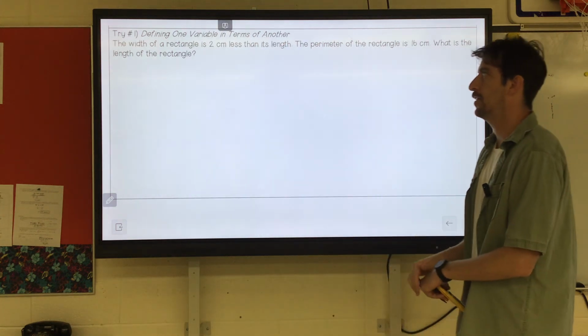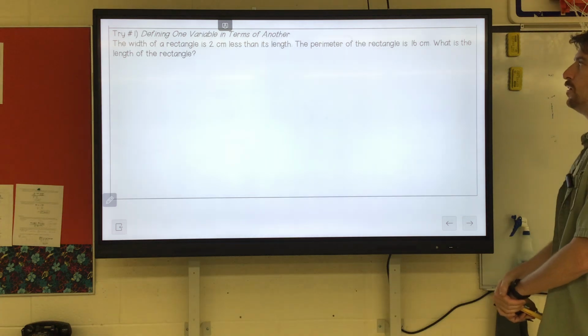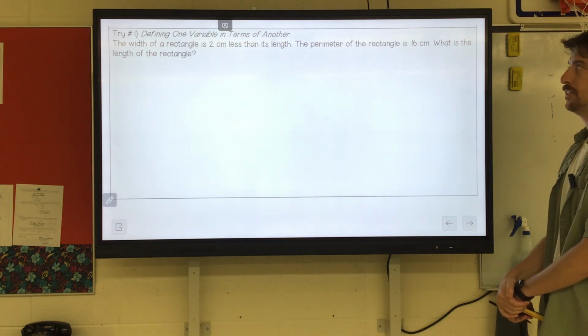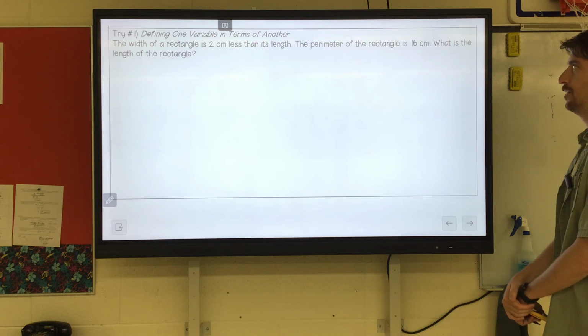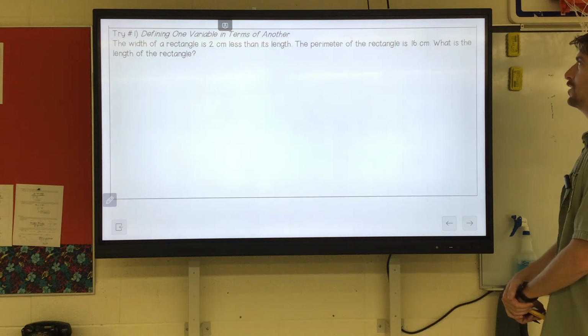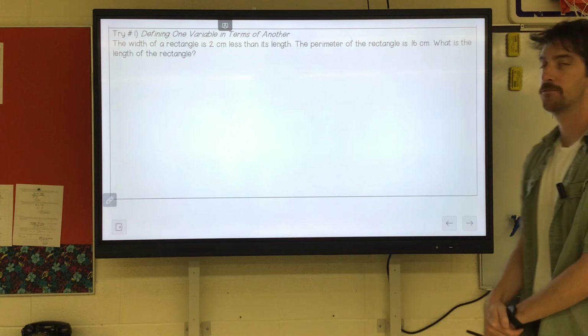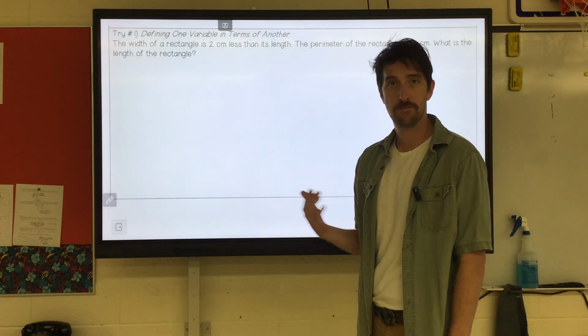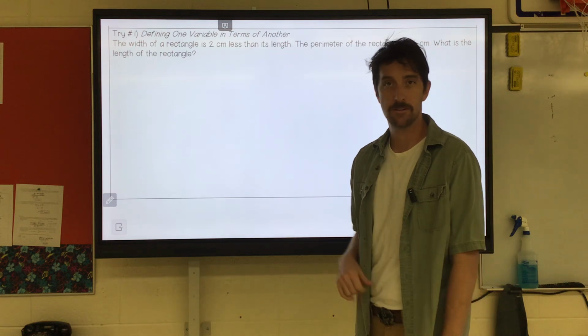Hey, let's try another. Oh, you try this one. The width of a rectangle is 2 centimeters less than its length. The perimeter of the rectangle is 16 centimeters. What is the length of the rectangle? Why don't you go ahead and try this out? Pause, check back in as needed, but I'm going to start doing it here.